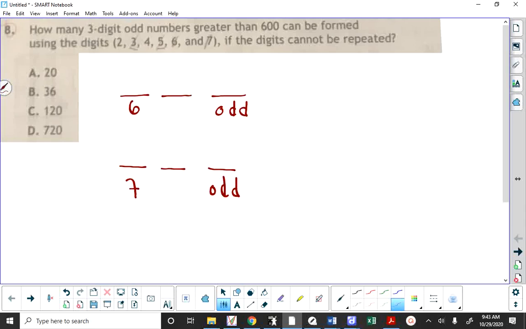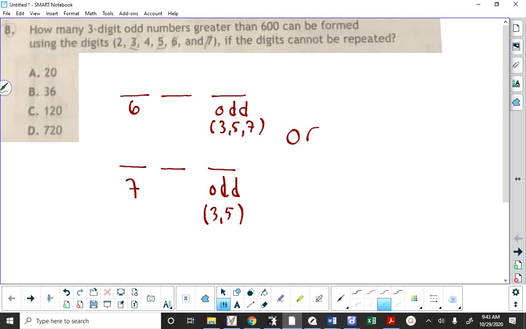And because of that, we are going to have to find the number of 3-digit numbers that are odd that start with a 6 and the number of 3-digit numbers that are odd that start with a 7. And again, if it starts with a 6, the final digit must be a 3, a 5, or a 7. On the other hand, if it starts with a 7, the final digit must be a 3 or a 5. So we're going to use the fundamental counting principle here. We're going to add these two results together because it can either start with a 6 or a 7.